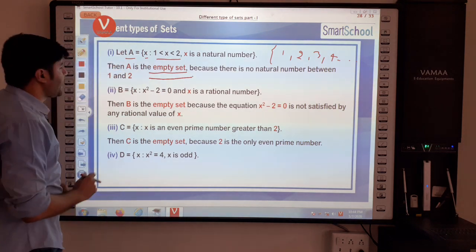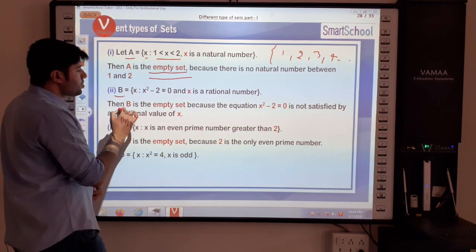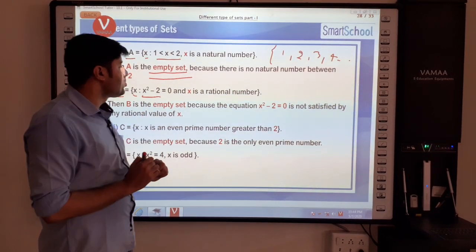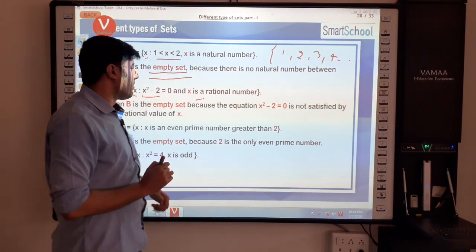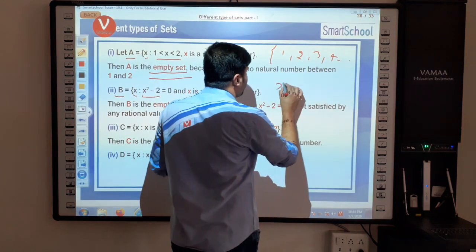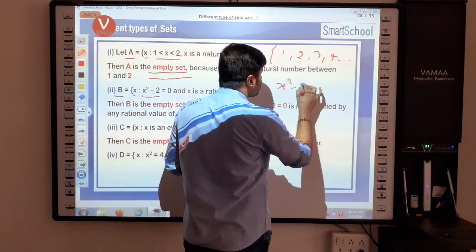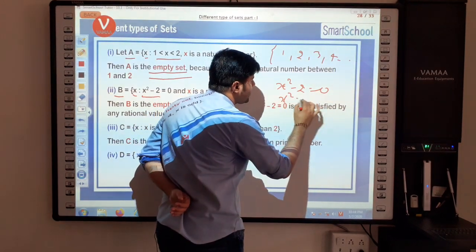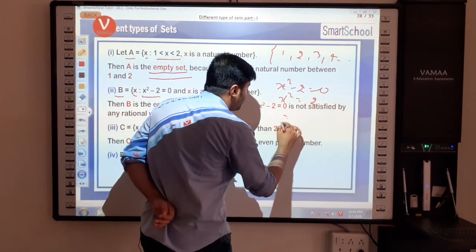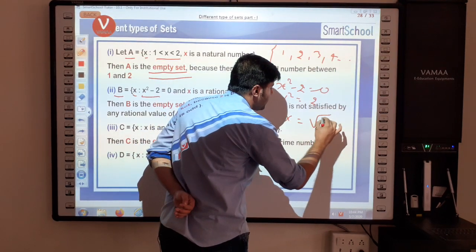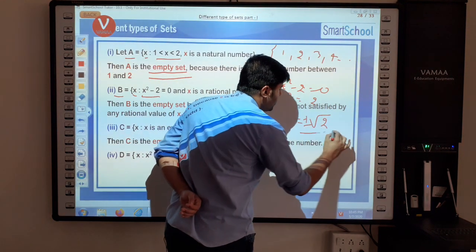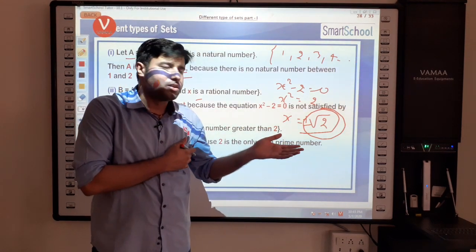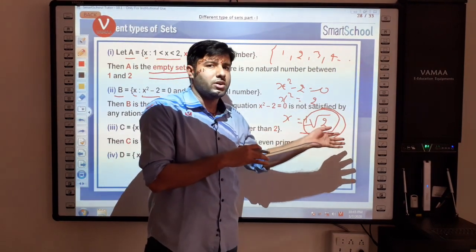Now we will come to the second example, that is set B. Set B is defined as x such that x squared minus 2 is equal to 0 and x is a rational number. If you solve x squared minus 2 is equal to 0, it will be written as x squared is equal to 2. And then what will be the value of x? It will be plus or minus under root 2.